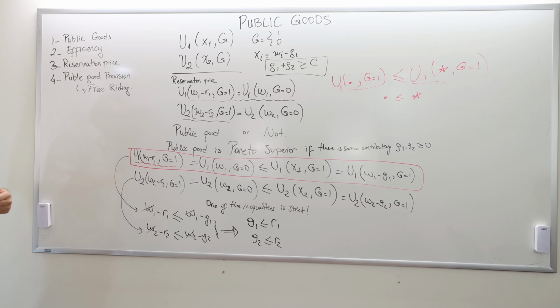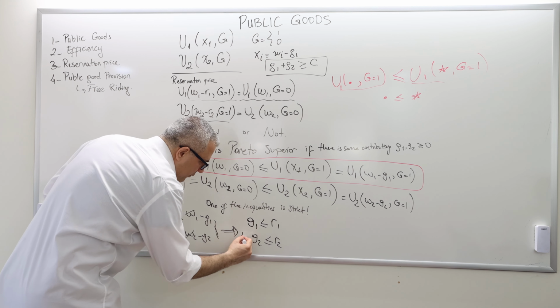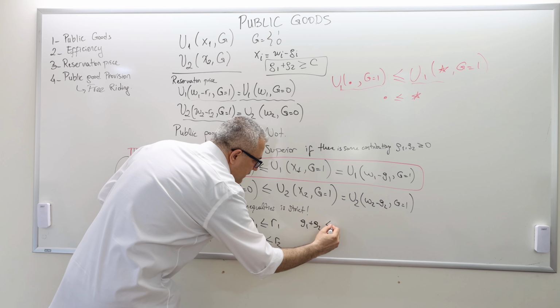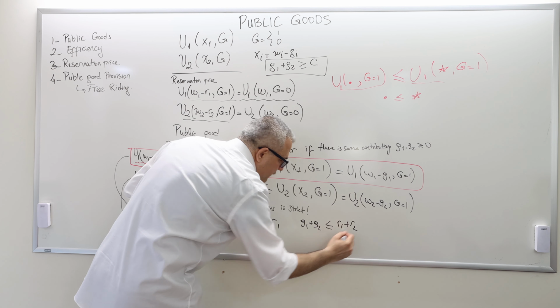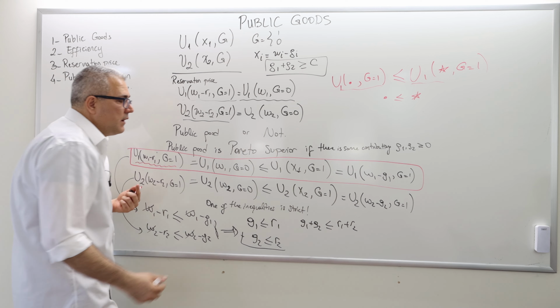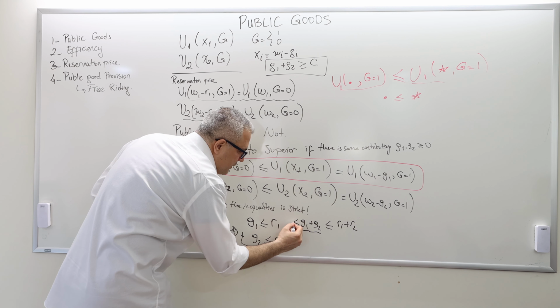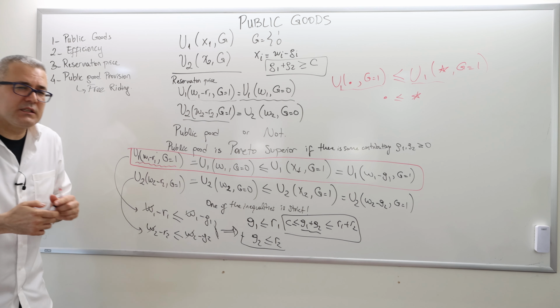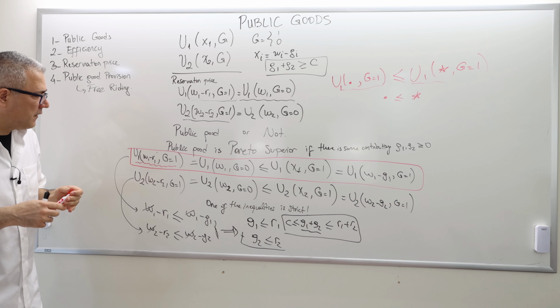Okay? So add them up. I know that G1 plus G2 is less than or equal to R1 plus R2. This has to be the case. So what do I know? G1 plus G2 is less than or equal to C. So here is the logical statement. I hope you can follow me.